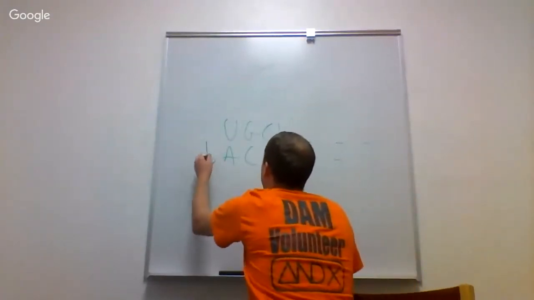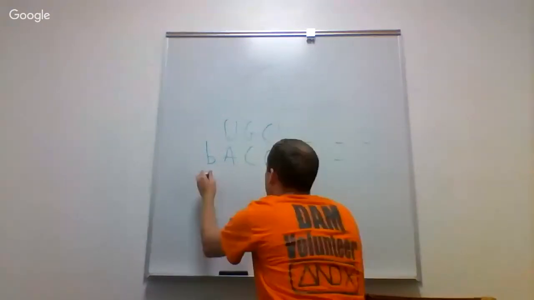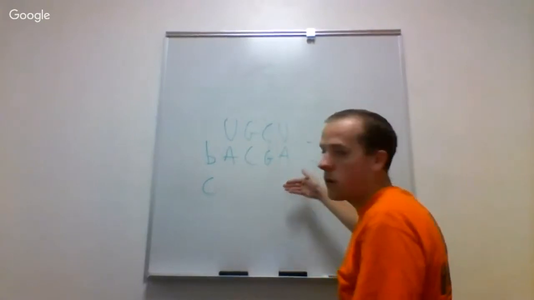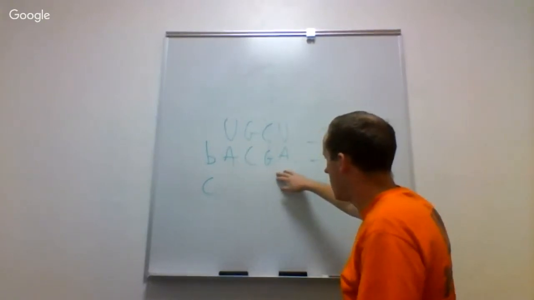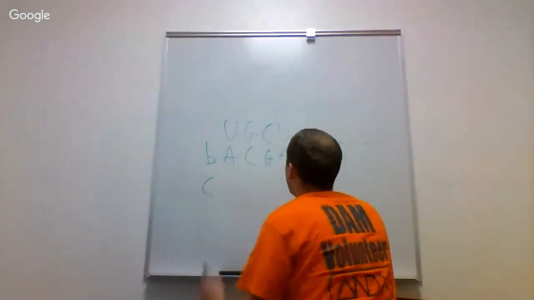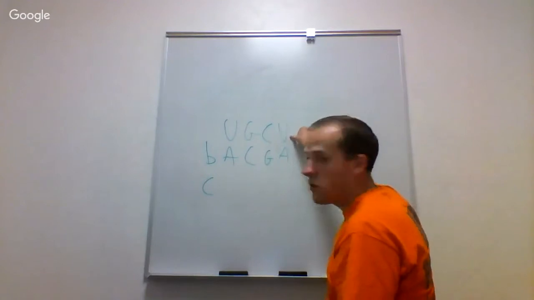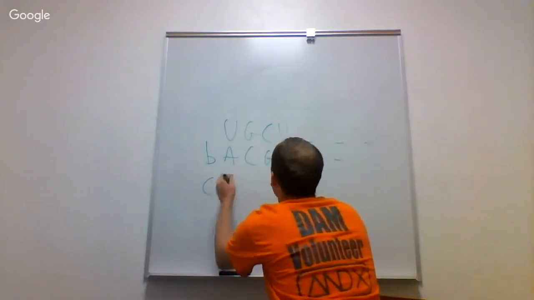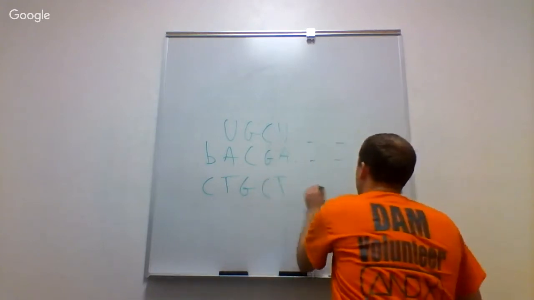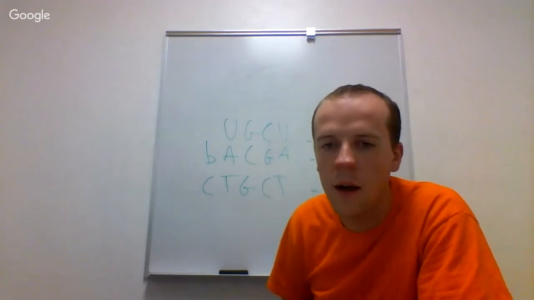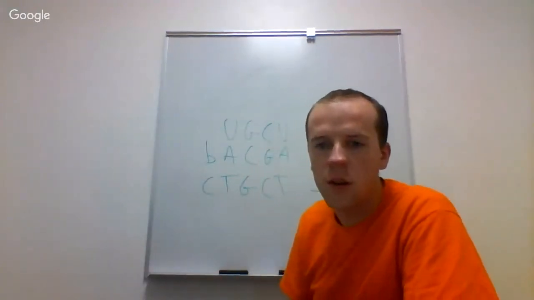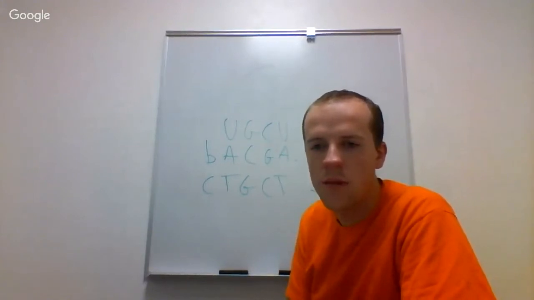This is part B. And then part C. What is the sequence of the coding DNA? So the coding DNA is complementary to the template DNA. So it'll be just like the RNA, but replace the U's with T's. So it's going to be T, G, C, T. Let's continue all the way across. This is part C.